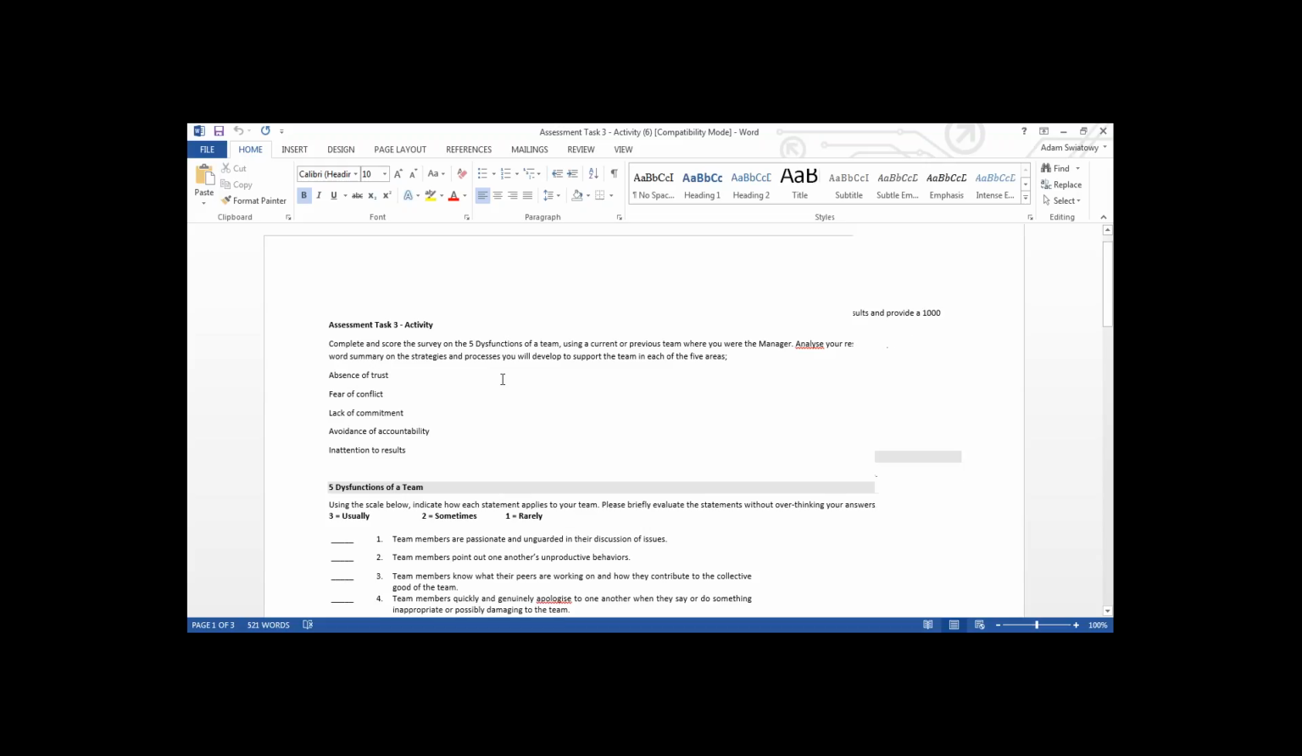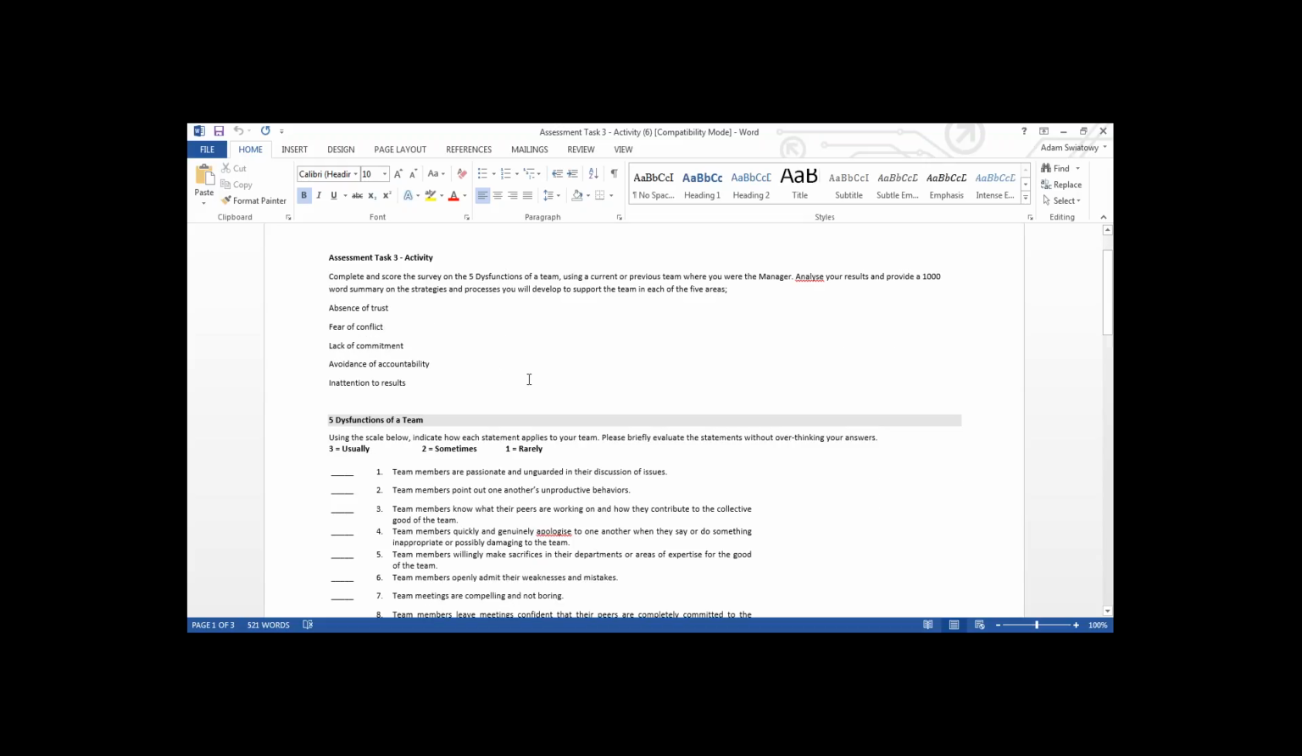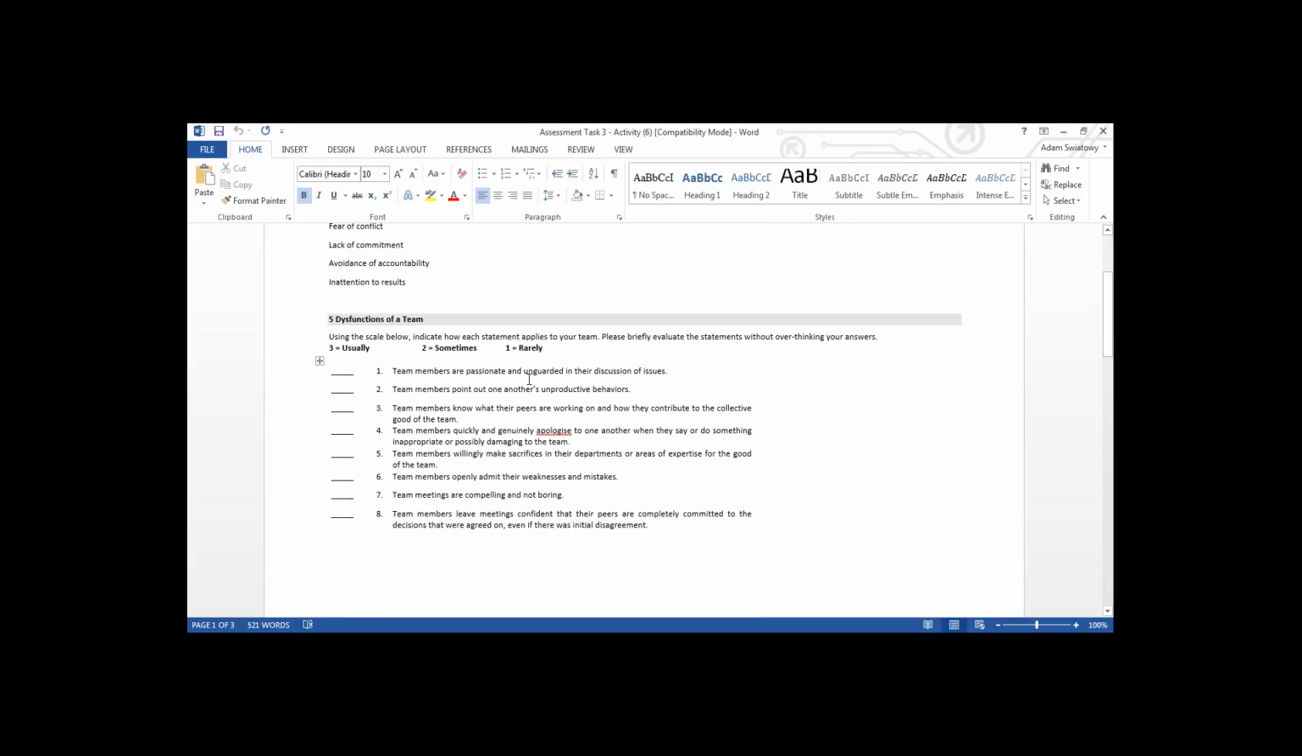All you need to do is a process of scoring. Using the scale below, indicate how each statement applies to your team. Briefly evaluate these statements. Don't overthink them, just put a number against each of them. 3 means usually, 2 refers to sometimes, and 1 is rarely. The first statement here is: team members are passionate and unguarded in the discussion of issues.